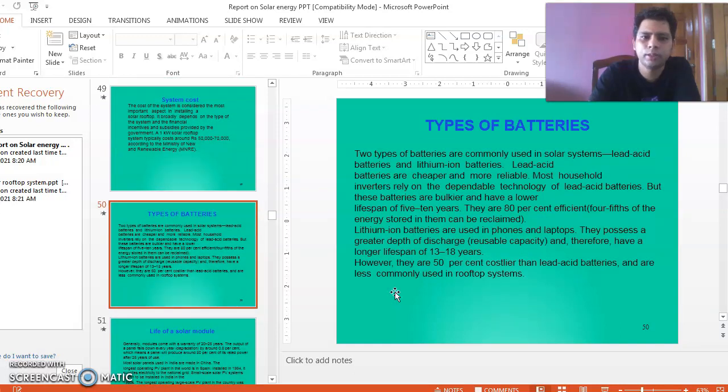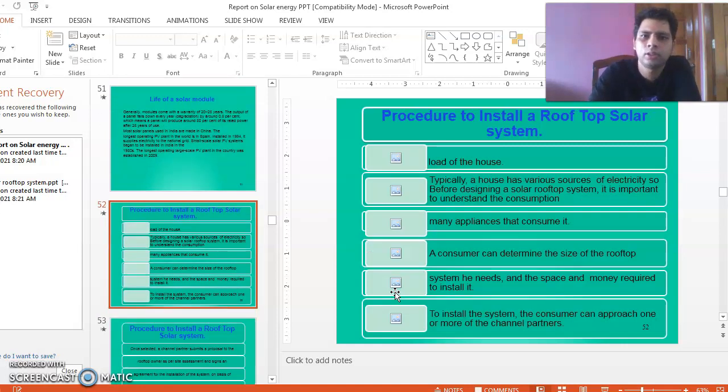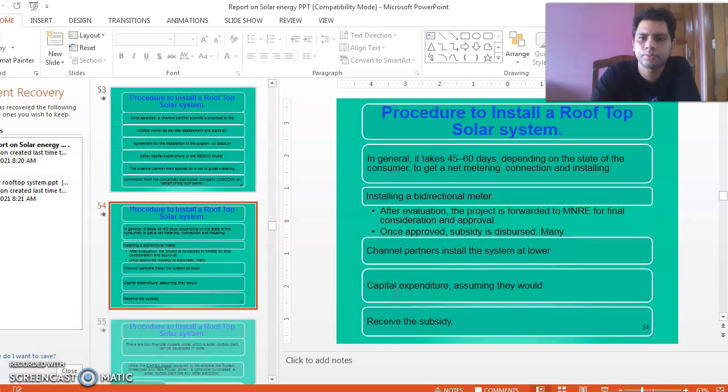Types of battery: lithium, lead. Life of a solar module is around 20 to 25 years. The main global players in PV module suppliers are from China, like Trina, Jinko Solar, Horizon, and Indian companies are also expanding in the market. And the procedure to install a rooftop system. These are the principles. We can find this on the website also. Discoms.